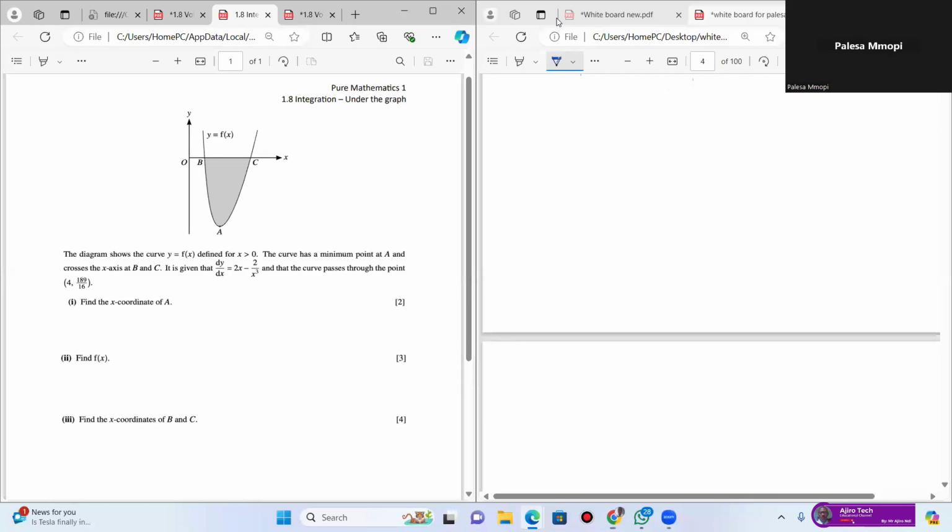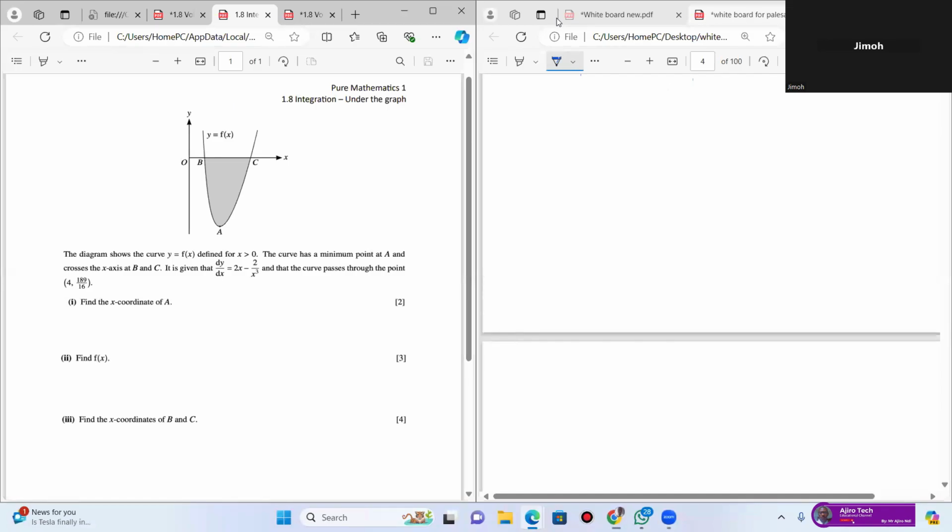The curve has a minimum point at A and crosses the x-axis at points B and C. It is given that dy/dx is a certain expression, and that the curve passes through the point (4, 1, 8, 9, or 16). Find the coordinates of A.